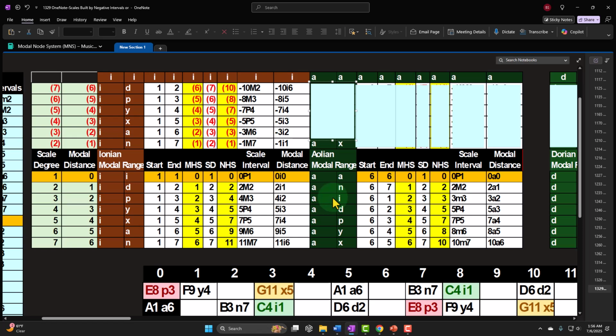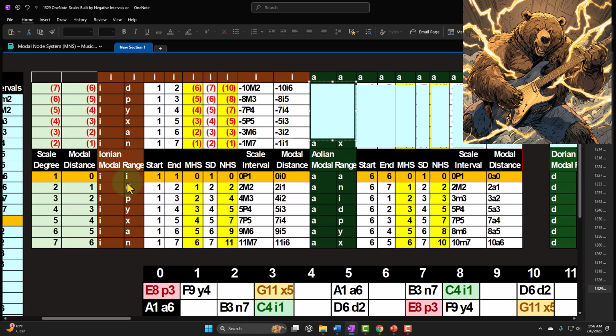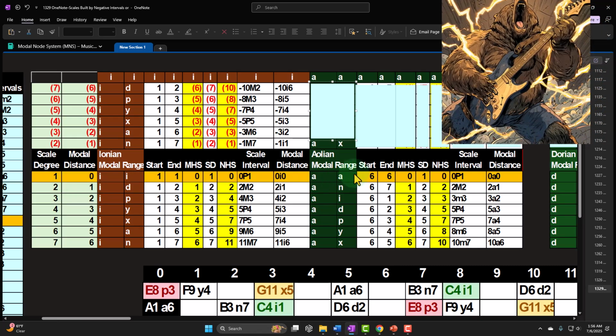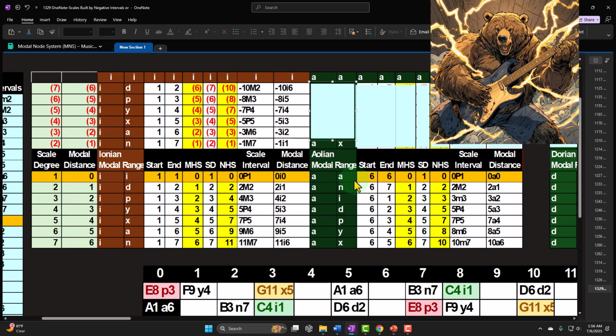If we do the same thing for the Aeolian, going clockwise, we'd have Aeolian to the Aeolian, Aeolian to the Ionian, Aeolian to the Dorian, Aeolian to the Phrygian, Aeolian to the Lydian, Aeolian to the Mixolydian, or a 6-6, a 6-7, a 6-1, a 6-2, a 6-3, a 6-4, a 6-5 modal range. Here are the distances from each of those points for the Aeolian. This is going to be the midpoint because it's going nowhere. We stayed on the Aeolian.